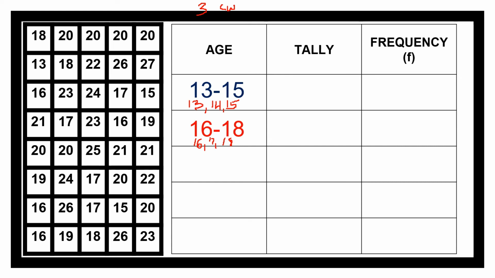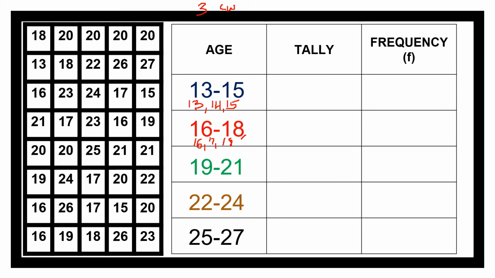How about for the third class interval? What do you think is the third class interval? Very good. That is 19 to 21. 19 is the next number from 18. So you are going to count 3 again. 19, 20, 21. That is for our third class interval. The next class interval is 22 to 24. And lastly, we have 25 to 27.